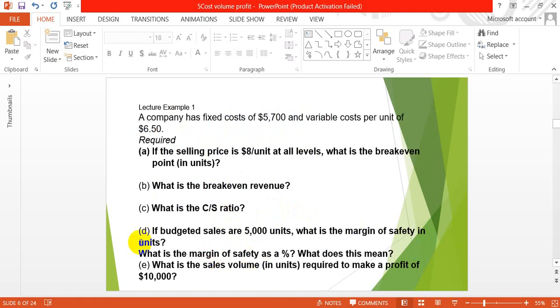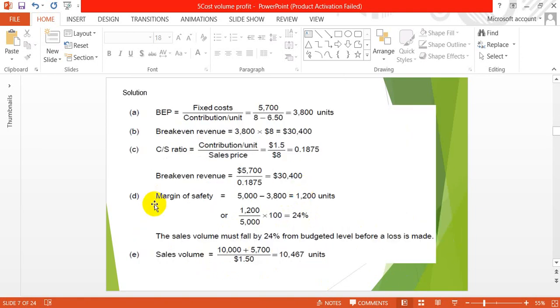What does this mean? This means that sales volume must fall by 24% from budgeted level before a loss is made.